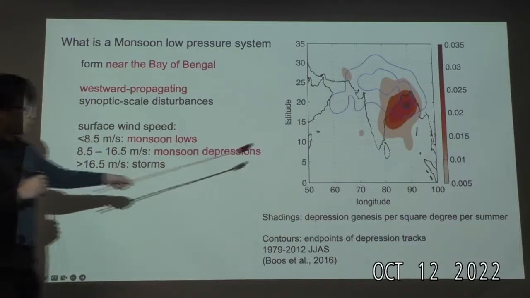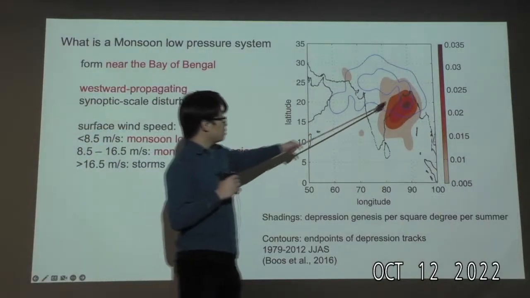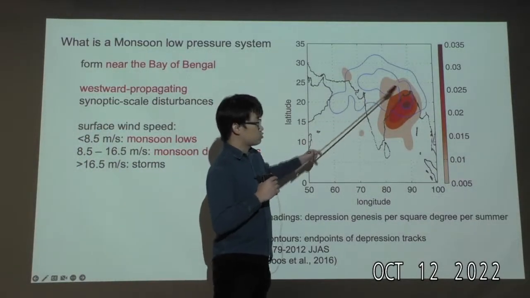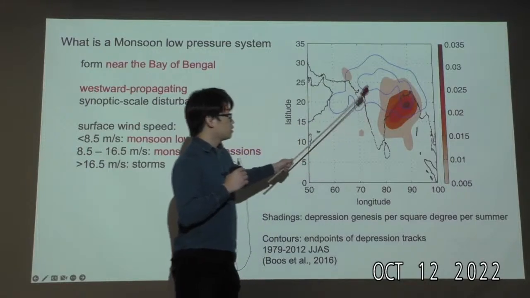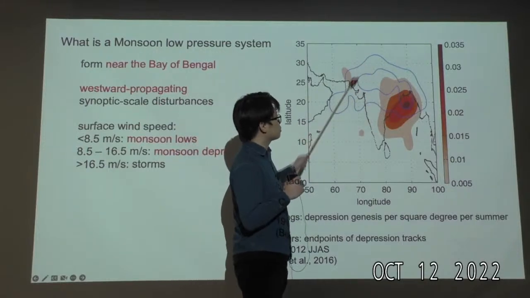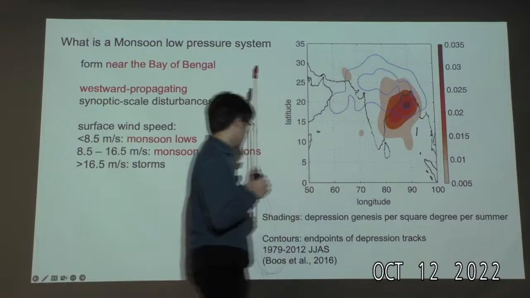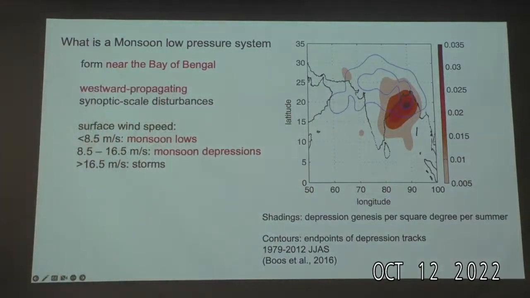And this plot is showing the same thing. The red shading here shows the genesis spots, and the contours show the termination. It's just a clearer version of the previous plot.